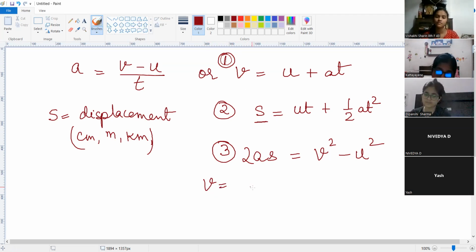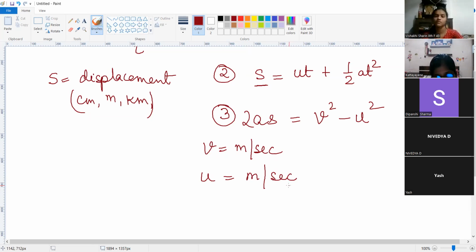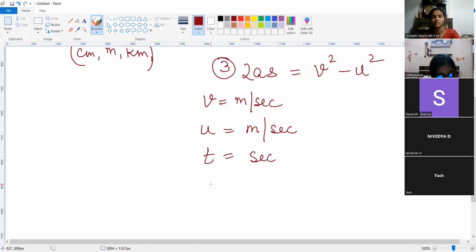What is the SI unit of V? Meter per second. What is the SI unit of U? Meter per second again. What is the SI unit of T? Second. What is the SI unit of S? What is S? Displacement. Kilometer or meter only. It is displacement, I am telling you again and again.